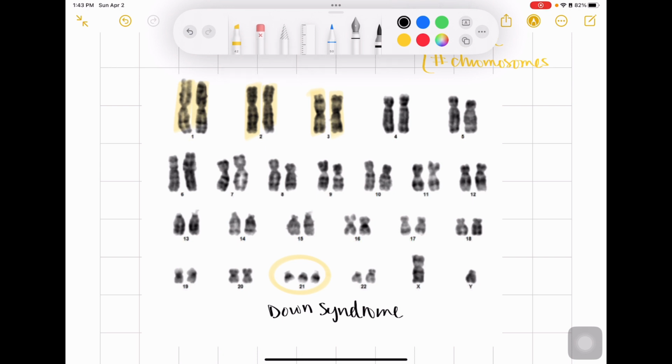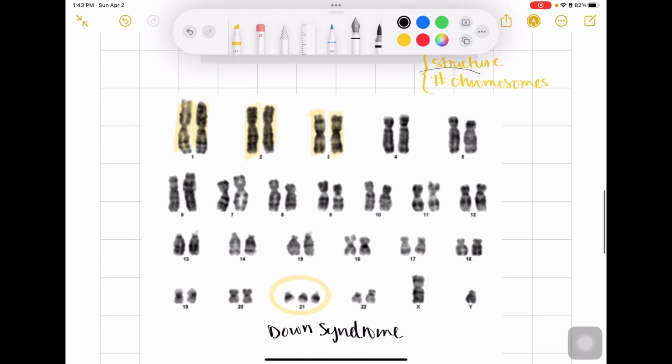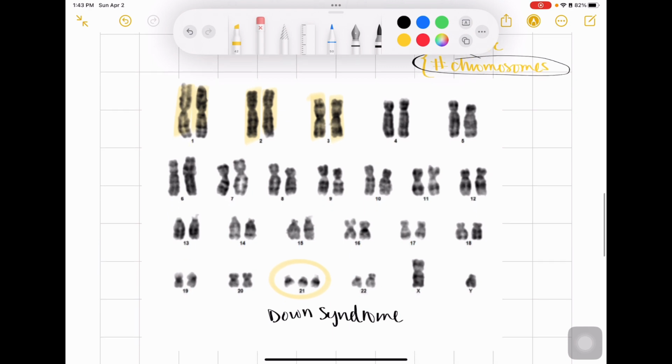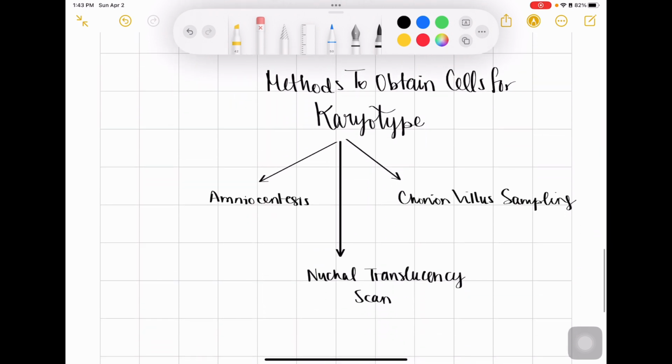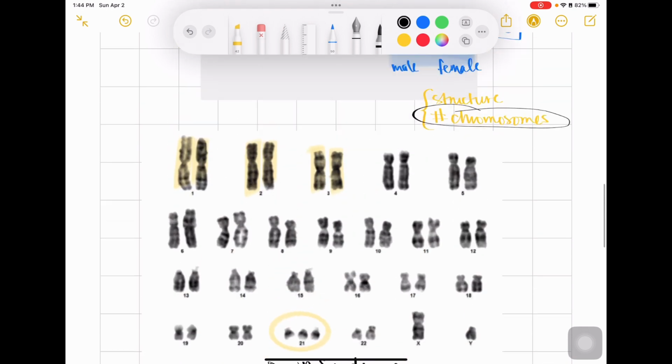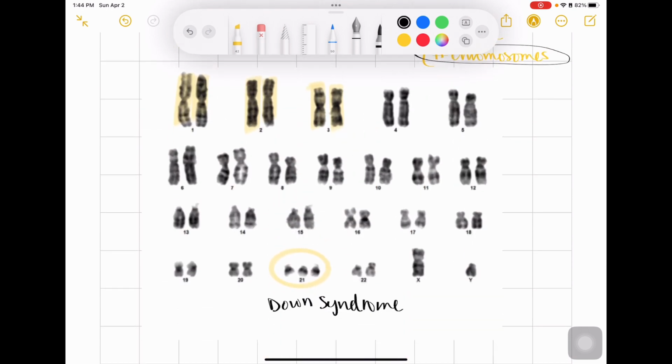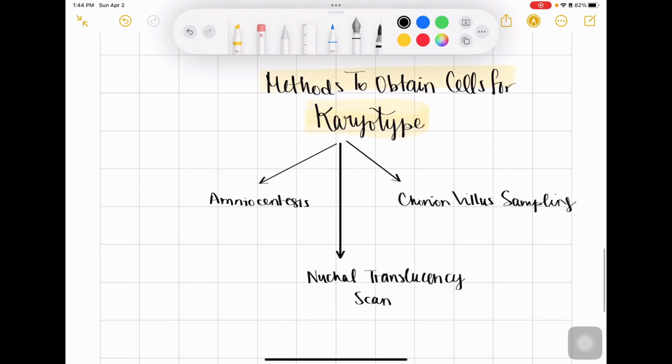Okay, so see how we can tell from a karyotype? We can tell the number of chromosomes. If it's abnormal, then we can tell that this child is going to have Down syndrome. That's why karyotypes are very important before having a child. Okay, so how do we get these cells for the karyotypes? We try to take the karyotype of the baby using a karyogram while the baby is still in the womb. So how do we do this? The first method to do this is amniocentesis.